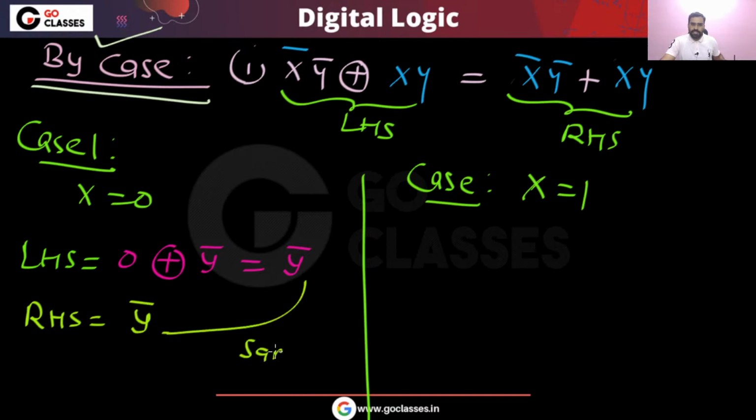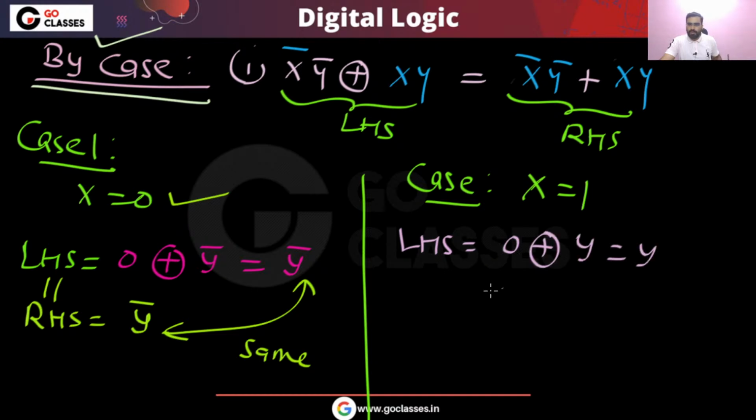Again, you can notice both are the same. So in this case, LHS is the same as RHS. And when x equal to 1, what will happen to the LHS? Because x equal to 1, this will be 0 exclusive OR y, so this will be y, and the RHS will also be y. Again, you can notice that these two are the same.